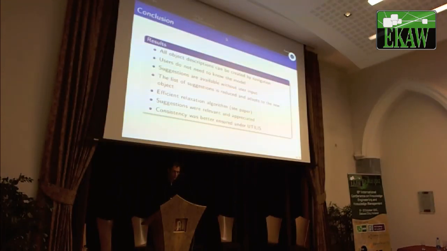Okay, so as a conclusion, all object descriptions can be created by navigation, so you don't have to type anything except for creating new entities. Users do not need to know the model, because the suggestions are based on examples, so they just have to imitate the shape of existing descriptions. The suggestions are available without user input. The list of suggestions is reduced and adapts to the new objects. The more we know about an object, the fewer suggestions there are.